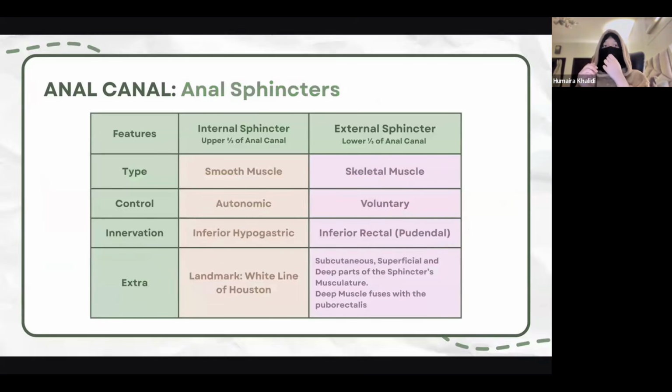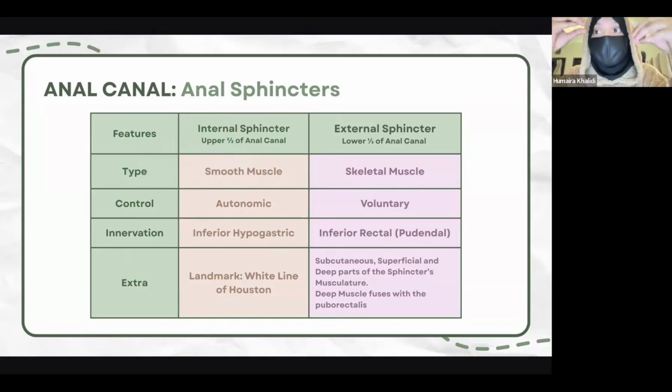Anal sphincters, you're going to have one in the upper half of the anal canal, and the next one is going to be in the lower half of the anal canal. So the upper half of the anal canal, remember we said autonomic nervous system, columnar epithelium. Basically, you can't feel pain. So what type of muscles do you think are going to be there? They're going to be smooth because you can't control the autonomic nervous system, right? So it's automatic.